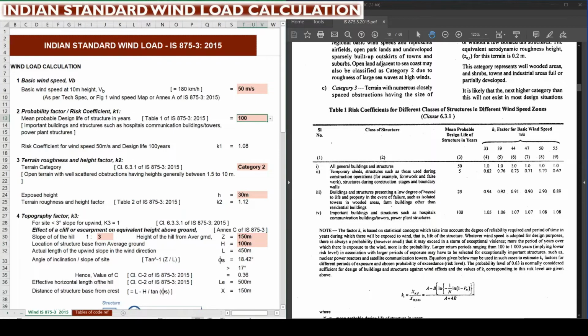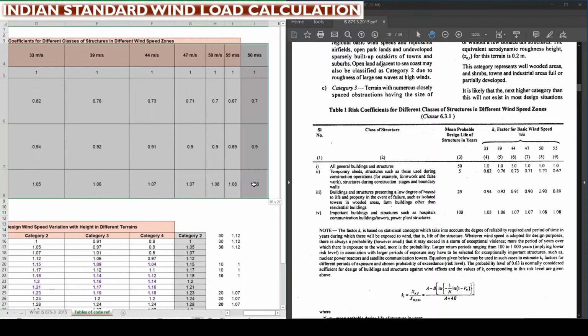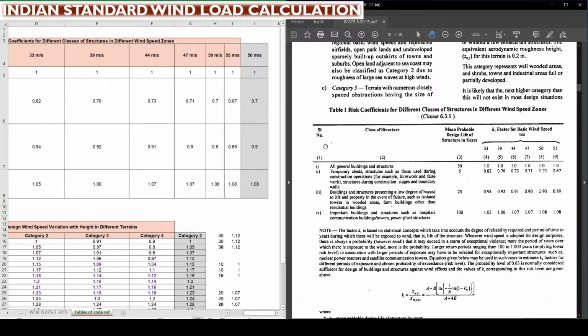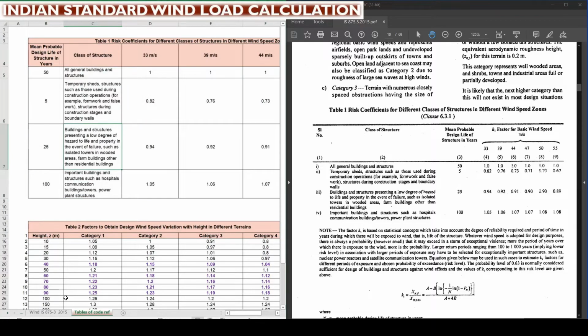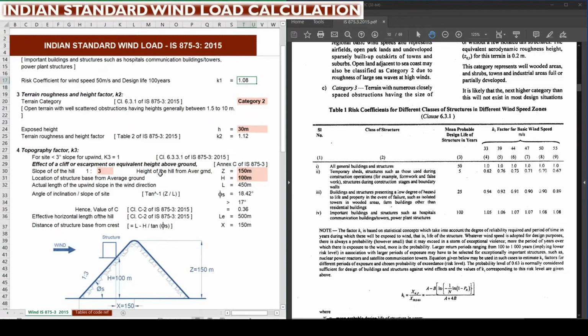Here on the right hand side of the Excel sheet, you can see the extract of IS 875 Part 3. This table of IS 875 Part 3 is extracted here, so that the value can be easily picked when we are selecting from this drop down list. So we found the risk coefficient factor for 100 years. It is 1.08. Next information we require is the terrain roughness and height factor K2.